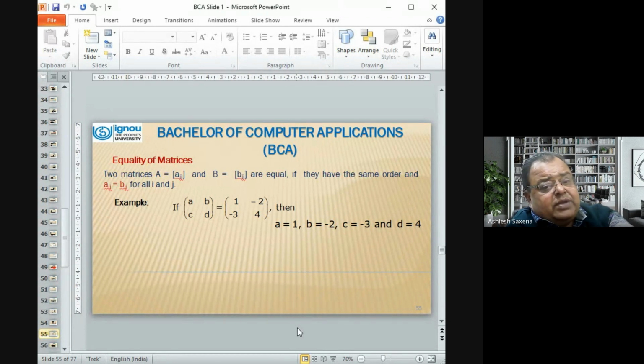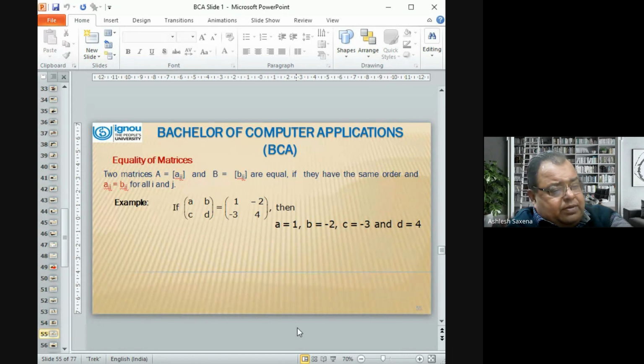You have to remember that 2 matrices will be equal only and only if they are of the same order. Both the matrices are of the same order. If you take this example, what is given to us here is A, B, C, D is equal to 1, -2, -3, 4. And we are to calculate the value of A, B, C, and D.